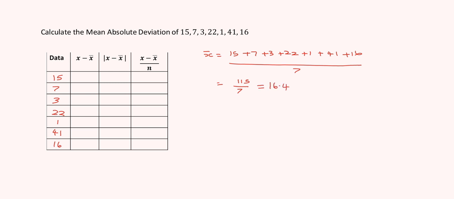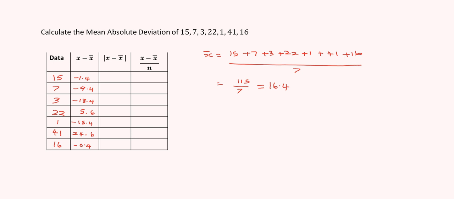16.4. So 15 minus 16.4, we have negative 1.4. 7 minus 16.4, we have negative 9.4. 3 minus 16.4, we have negative 13.4. 22 minus 16.4, we have 5.6. 1 minus 16.4, we have negative 15.4. 41 minus 16.4, we have 24.6. And 16 minus 16.4, we have negative 0.4.